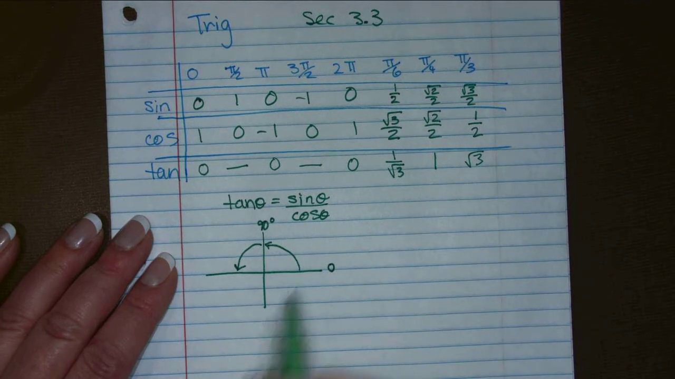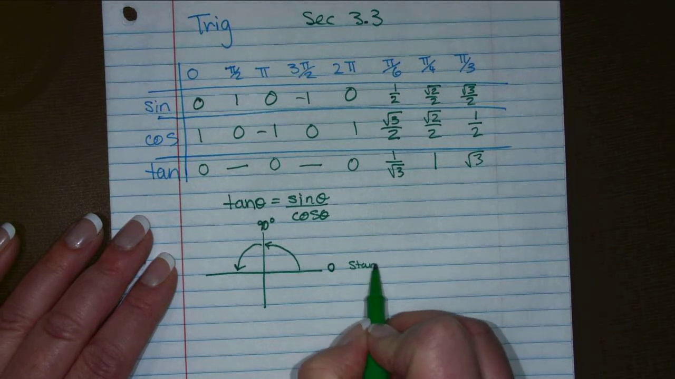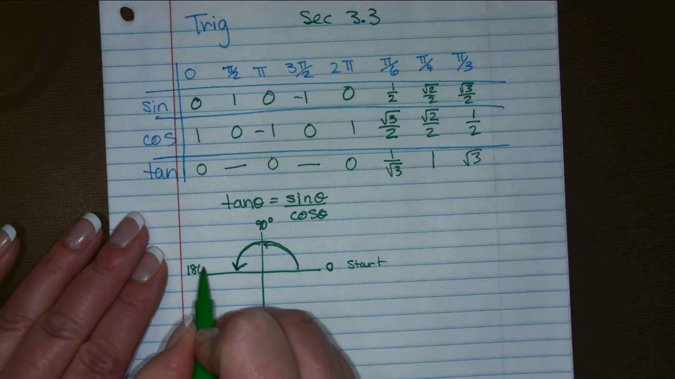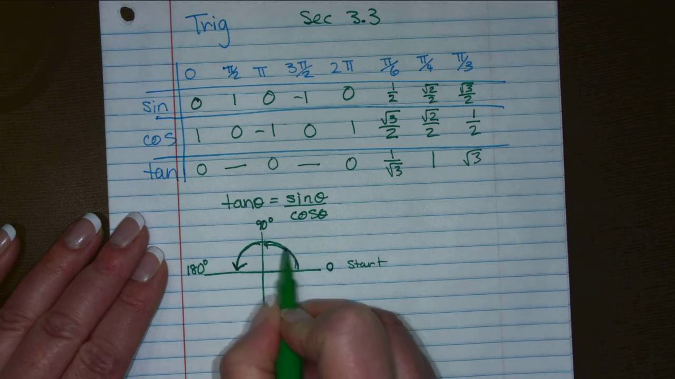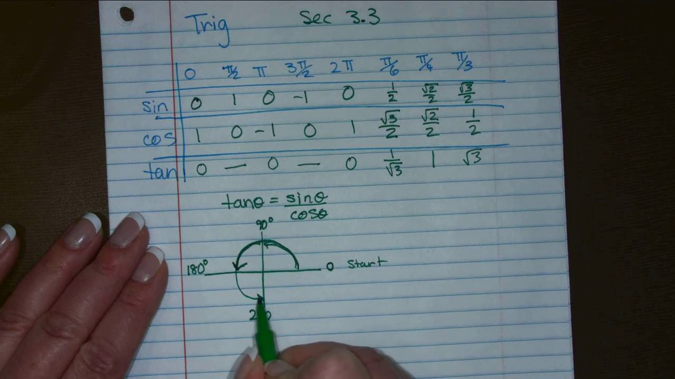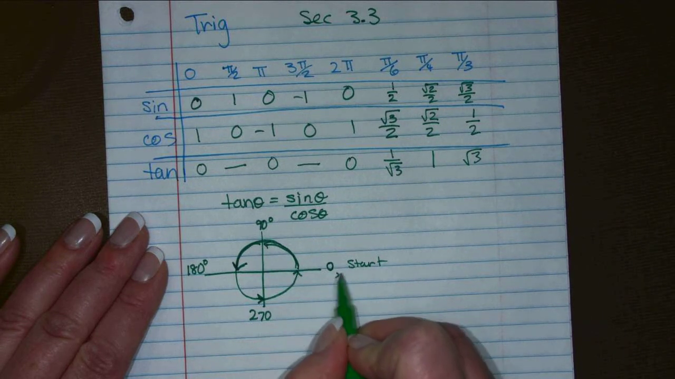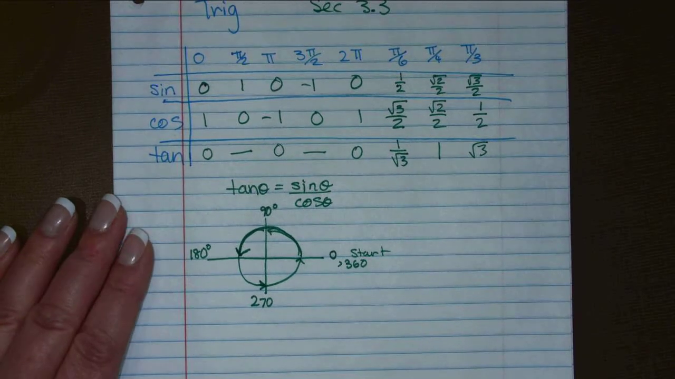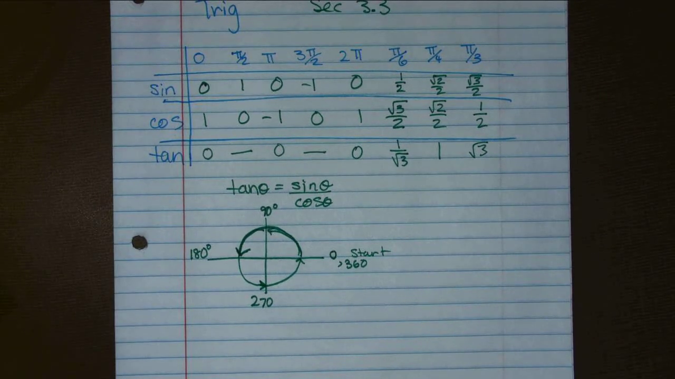What do we get when here's our start, and the angle starts here and goes all the way around to this line? 180. And here, 270, and back to the start, 360. So that actually means the 0 and 360 are the same. Okay, so you know this, and the angles and the size.